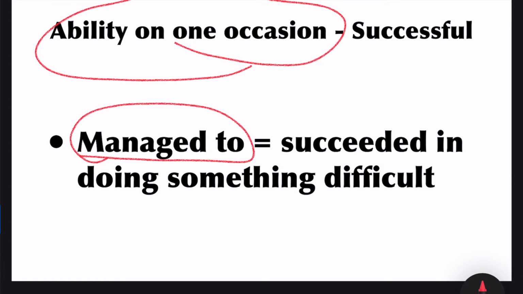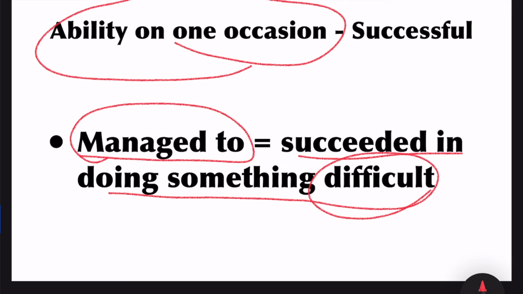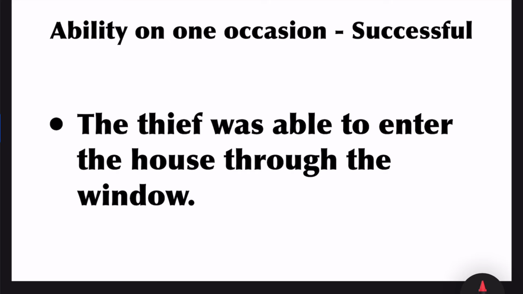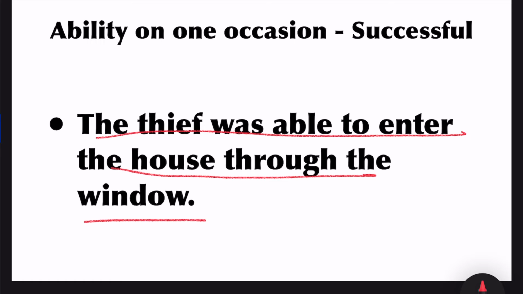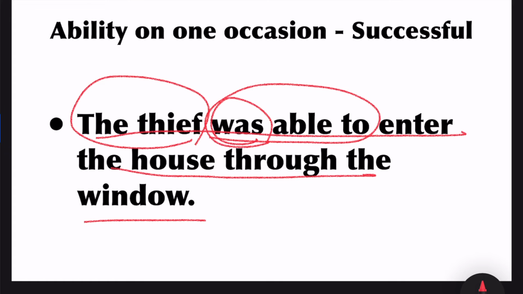Managed to means succeeded in doing something difficult. To express this situation, you can use managed to. Look at the example here. The thief was able to enter the house through the window. We used was able to. Here we have used was because the subject thief is singular, so we use the helping verb was. If the subject of the sentence is plural, we have to use were able to.